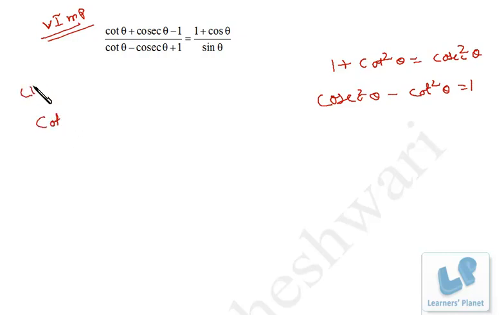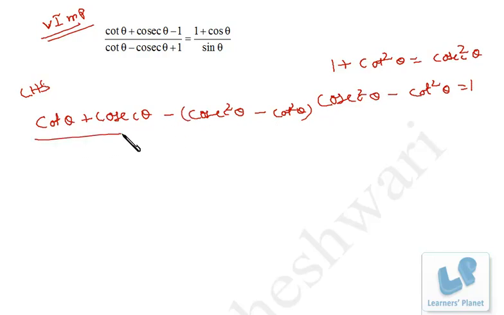I start with the left hand side only. So it's cot theta plus cosec theta minus (cosec square theta minus cot square theta), right? We have to put the value only in the numerator, not in the denominator. In the denominator, it is cot theta minus cosec theta plus 1. Now this is a square minus b square. So what we can do is write it as (a minus b)(a plus b), right?